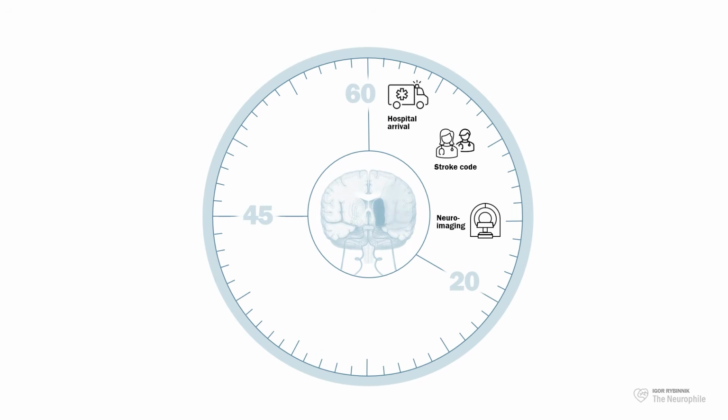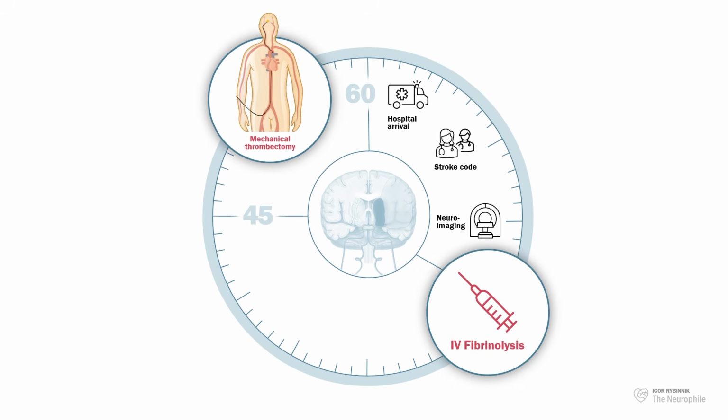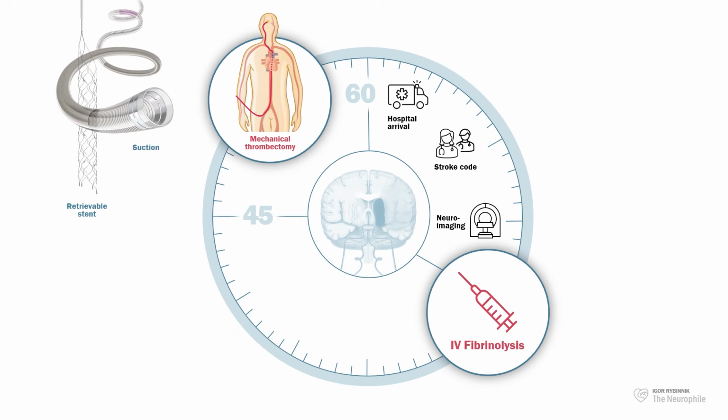And speaking of restoring blood flow, the two tools that we rely on are intravenous fibrinolysis, with drugs like alteplase or tenecteplase, and mechanical thrombectomy. Thrombectomy is a surgery where a catheter is inserted in the peripheral artery, ascended up the aorta and neck vasculature to access the intracranial lesion. Devices such as retrievable stents and suction catheters are then used to remove the clot.